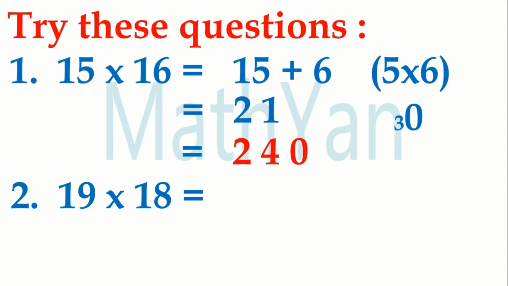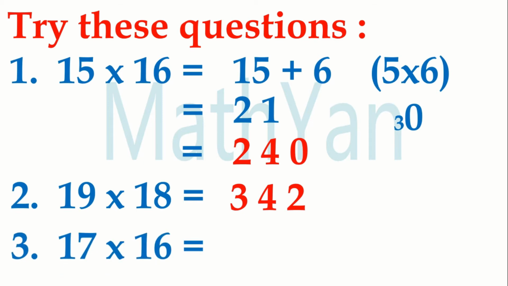Okay, now 19 times 18. The front 2 digits will be 19 plus 8. 19 plus 8 is 27. The last digit is 9 times 8, 72. The 7 needs to be carried in front. So 27 plus 7, it's 34. So the answer is 342.